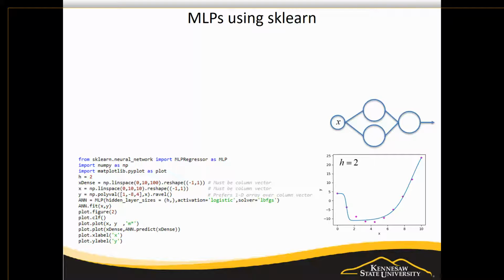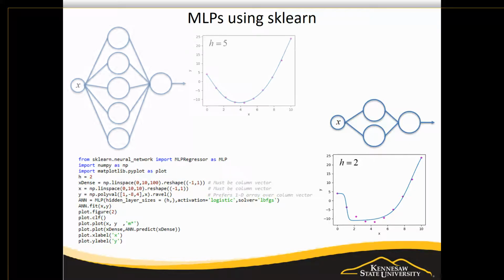Then we use MLP. We do ANN fit. Surprise, surprise. Okay. Then I go ahead and predict, surprise, surprise, on the dense axis. And then I plot the x denses versus the predicted y's from the neural network. And that's what we get with the blue curve. And that's with 2 hidden nodes. And here's with 5 hidden nodes. There we go. That's pretty darn good.